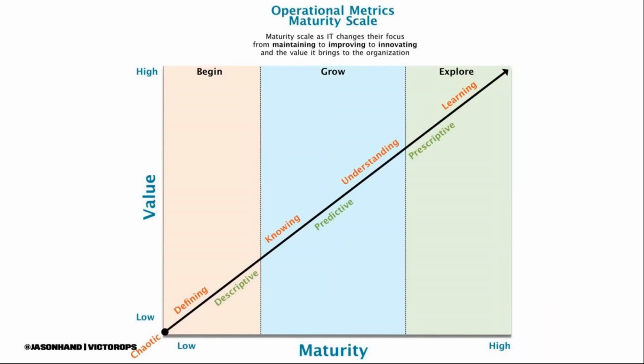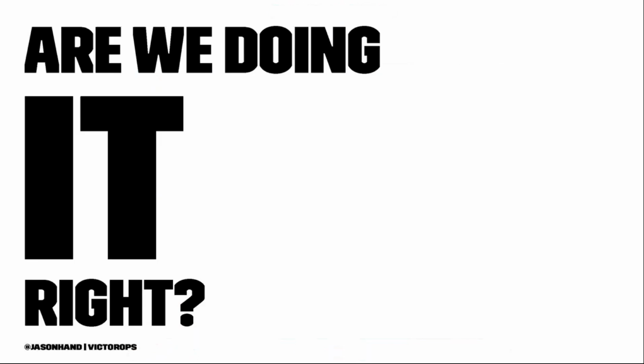Now, if we take a look at this operational metrics maturity scale here, we see that as teams move their focus away from maintaining to improving and then to innovating, they actually begin to bring more value to not only their teams and the organization, but also the tools that they're using for monitoring and alerting. And so you can see here, you start off in the lower part of the scale, where things are a lot more chaotic. Then as you move up through the beginning, growing and exploring phases, we go into defining and then knowing and then understanding and then finally into learning.